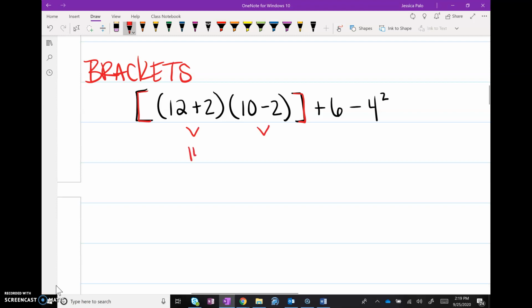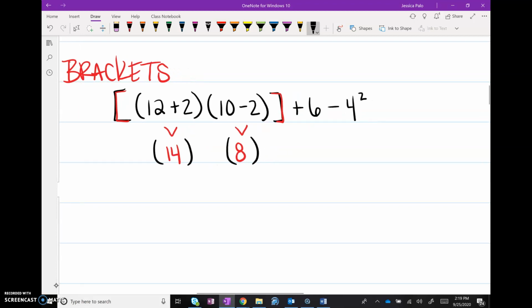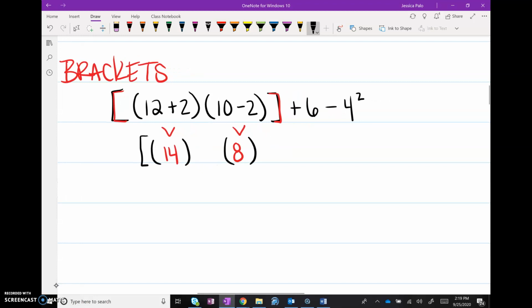12 plus 2 is 14. Bring down the parentheses. And 10 minus 2 is 8. Bring down the parentheses. Now we can bring down the rest of the expression. We're not finished with the brackets yet, so bring down those brackets. Plus 6 minus 4 squared. We have not yet finished with our grouping symbols, so we're going back to the brackets.